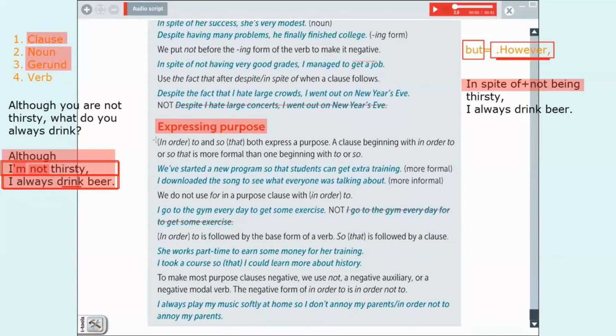In this one, the vocabulary includes "to" and "so". "In order to" is more formal, so "so that" is formal. So again, you have two options: "to" and "so" informally, "in order to" and "so that" formally. Both express a purpose. A clause beginning with "in order to" or "so that" is more formal than one beginning only with "to" and "so". Help me with these two, please.